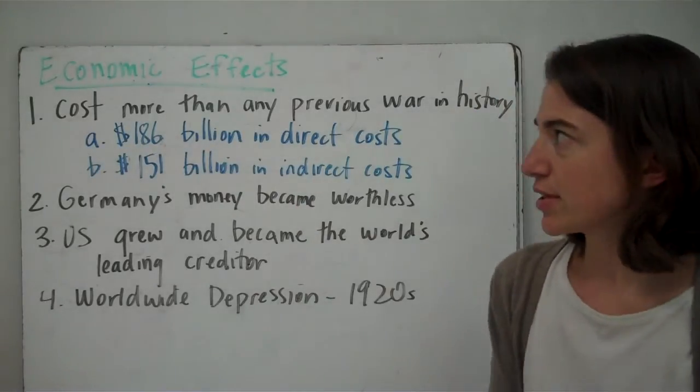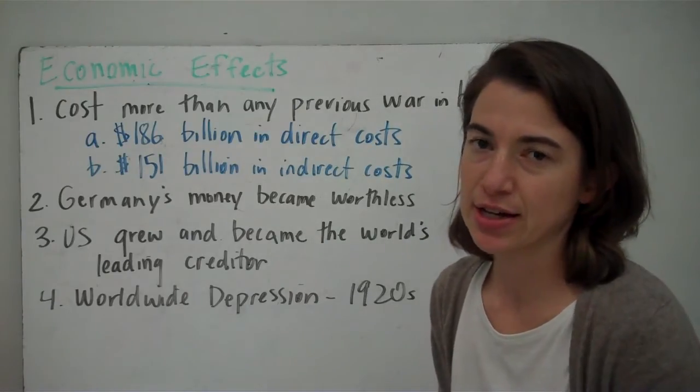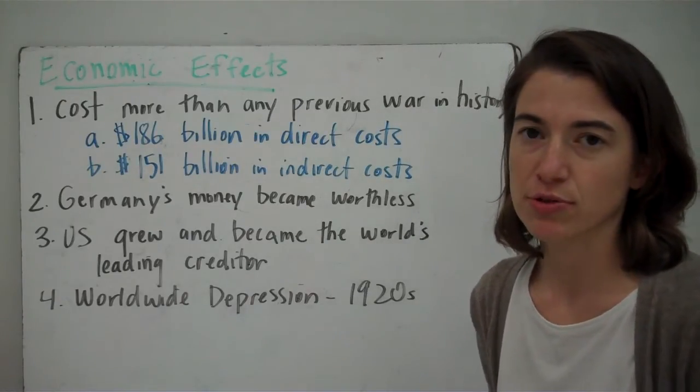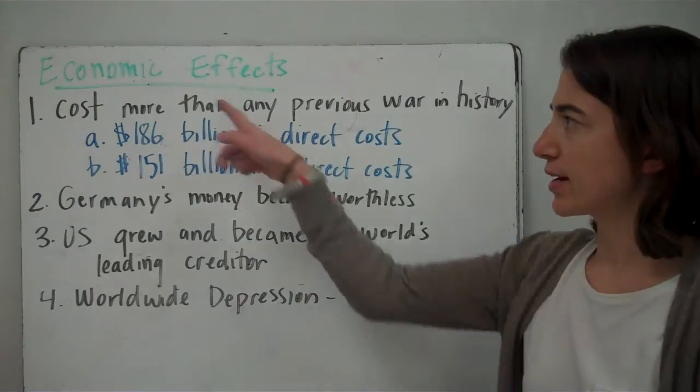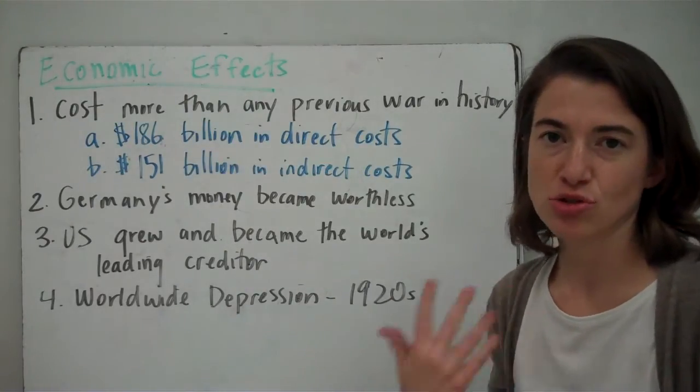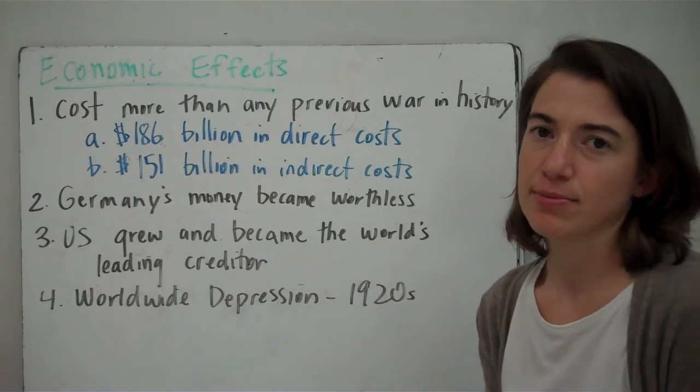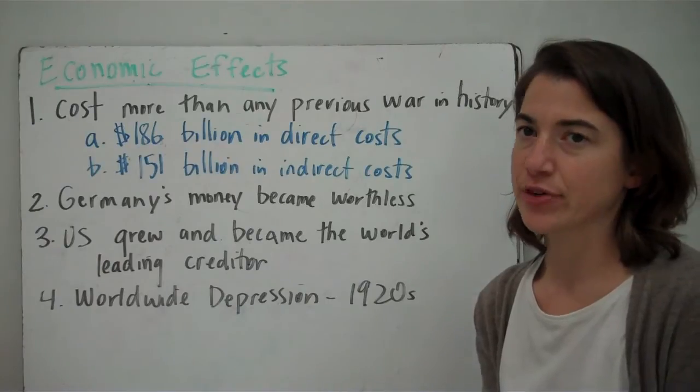All right, so now we're going to look at 3 types of effects: economic, political, and social. And if you remember from our lessons at the beginning here, economic has to do with the money, the trade, the jobs. That's the type of effects we're going to look at first.